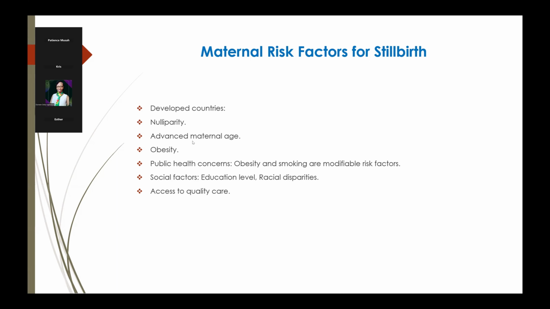Obesity and smoking, we call them modifiable risk factors. It means that there's something we can control. So if you are obese, you should try to reduce weight before getting pregnant. And if you're a smoker, you try to stop. If you can't stop, reduce it to the minimum. So that means that they are modifiable. We can influence those risk factors.